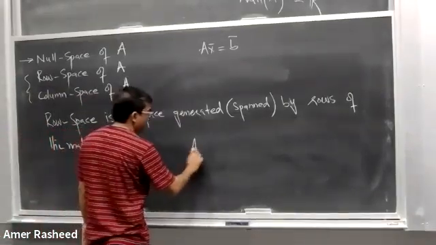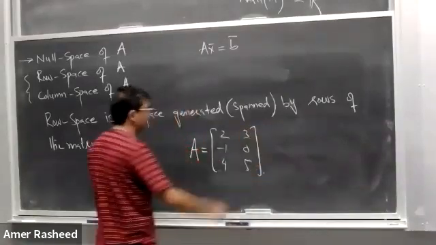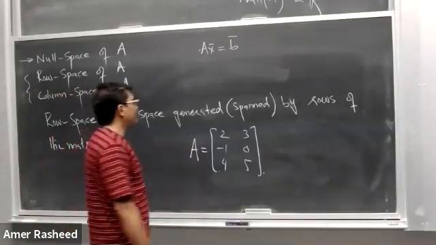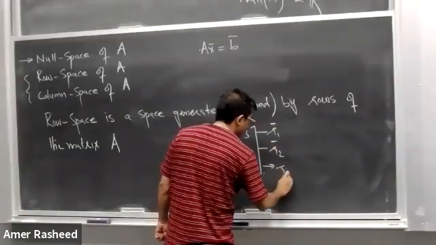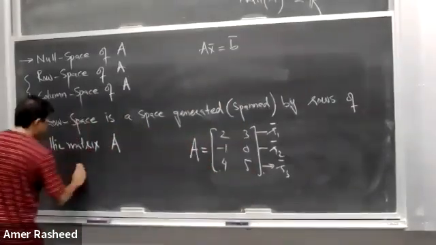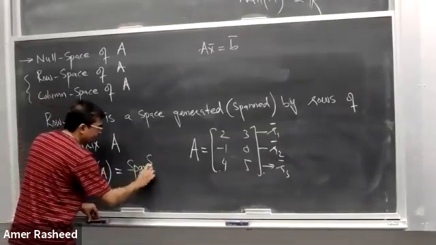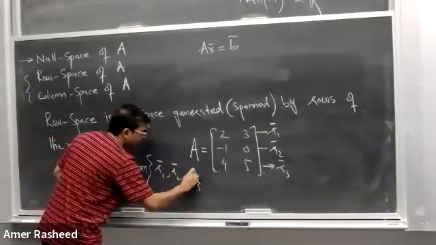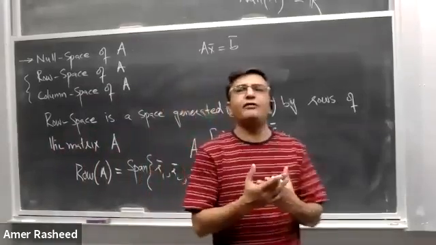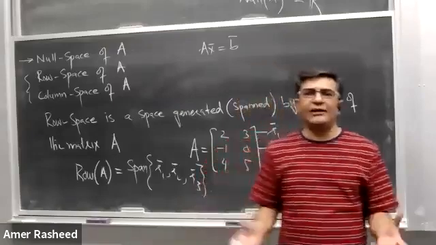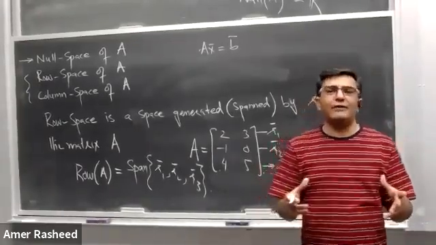For example, if we have a matrix, maybe 2, 3, -1, 0, and 4, 5. Okay, this is a matrix. How many rows are there? This is the first row vector, this is the second row vector, and this is the third row vector. Now the row space of A is the space generated by, spanned by R1, R2, R3. The set of all possible linear combinations of these three rows will be basically the row space of A.